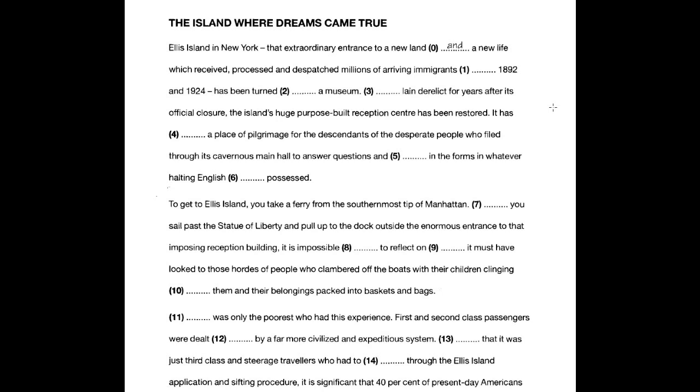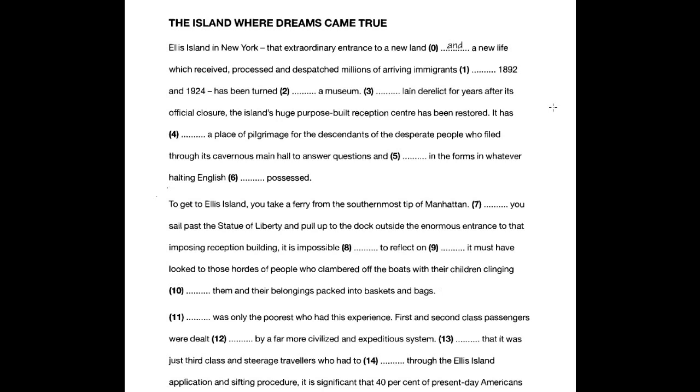You see, I recognise that it has been is quite tempting to write, and at a glance I can imagine that lots of people will think it has been a place of pilgrimage for the descendants of the desperate people, but that wouldn't make sense with the previous sentence. The previous sentence is telling us that things have changed. It was derelict for many years, now it has been restored, so now it has become a place of pilgrimage for the descendants of the desperate people.